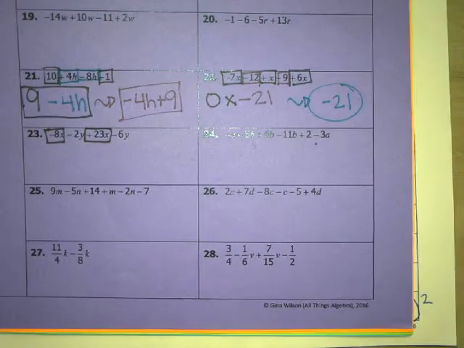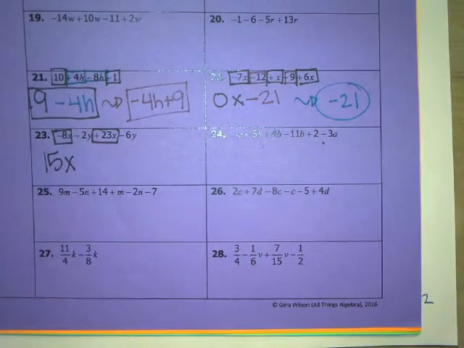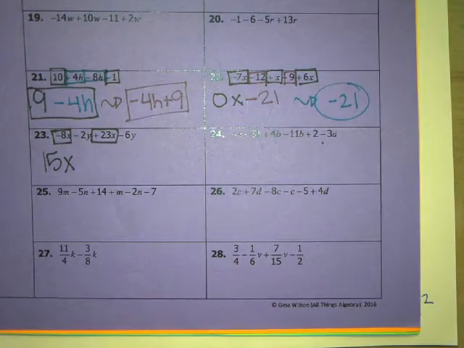You cannot combine terms unless they have the same variable to go along with it. Is that understood? Don't forget your integer rules, everyone. I have negative 8 plus 23. What's negative 8 plus 23? 15x. Positive or negative? Positive. So I have 15x. Grab your next color.